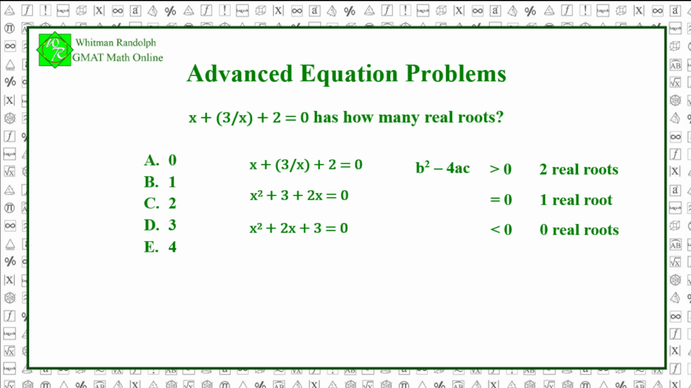So let's calculate b squared minus 4ac. b squared minus 4ac equals 2 squared minus 4 times 1 times 3, which equals 4 minus 12, and that equals minus 8. Since b squared minus 4ac is negative, the equation has no real roots. So the correct answer is A.